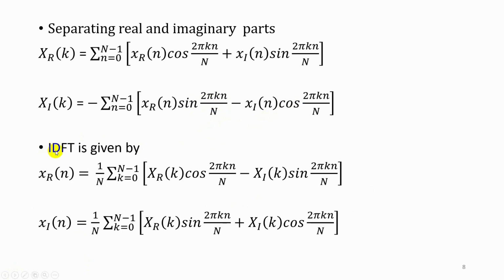Similarly, we can find the inverse DFT. We know the inverse DFT is given by x of n, which is equal to 1 by N into summation k equal to 0 to N minus 1 x of k into e power j 2 pi k n by N. Instead of e power minus j, we'll get e power j 2 pi k n by N. So in that case, we'll get cos theta plus j sin theta. So similarly, if we separate the real part and imaginary part, we will get xr of n and xi of n.